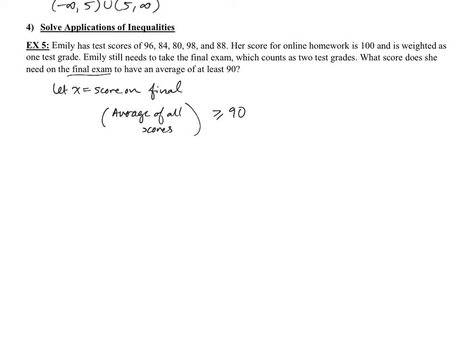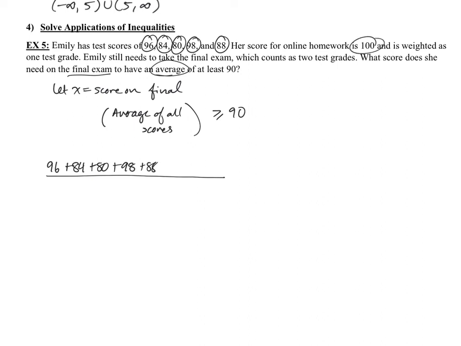Well, if I want to find an average, what you do for an average is you add up all the values and you divide by how many there are, right? So let's do that. We're going to add up all the values of her test scores. So she has 96, 84, 80, 98, and 88. But notice her homework counts as a test grade. So we're going to plop that in too.